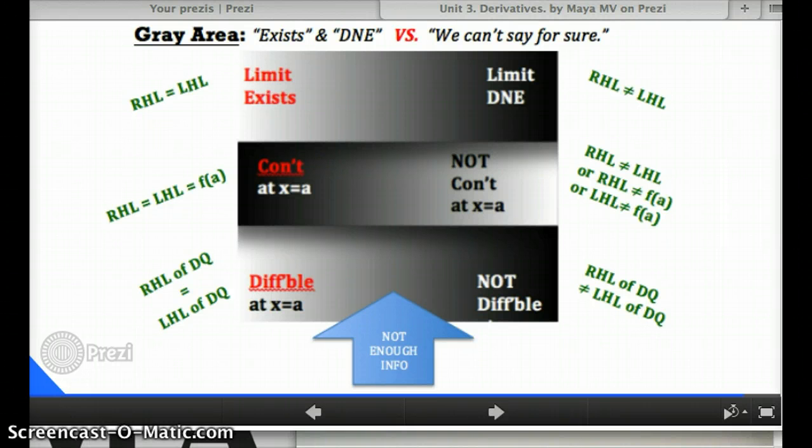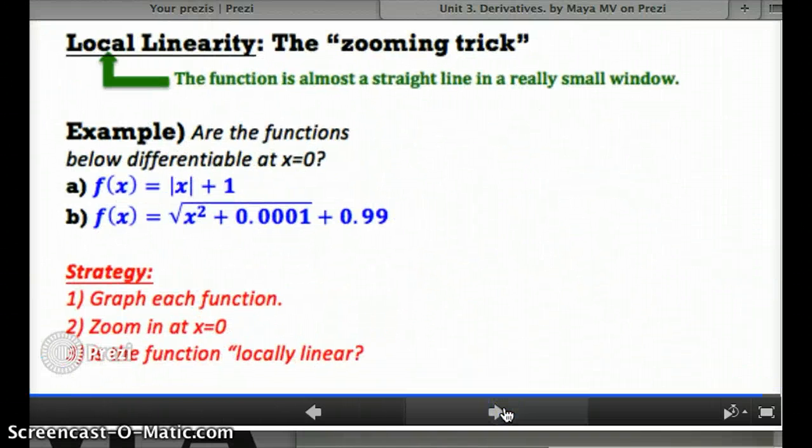I'm going to end this video with a really fun trick, and I'll actually leave it as a challenge for you. There's something called local linearity, which is when a function looks like a straight line when you zoom way in. And it's kind of a quick way to tell if a function's differentiable. We'll talk about why in the next video.